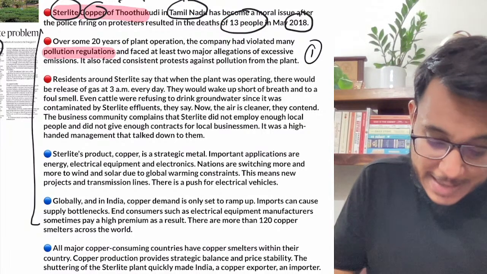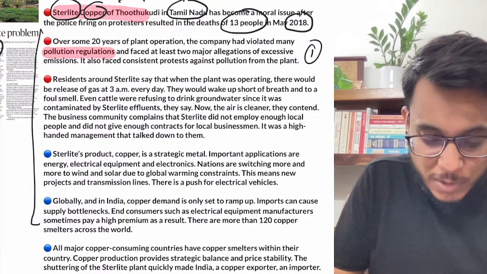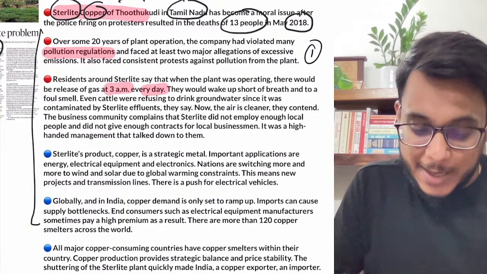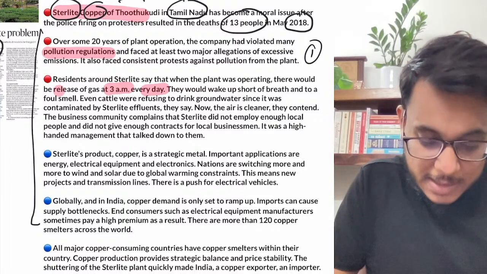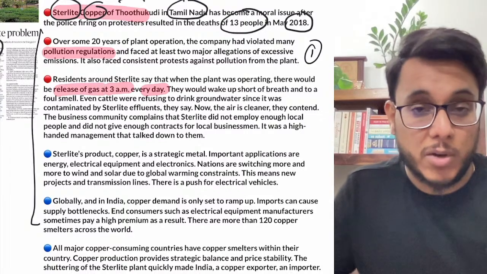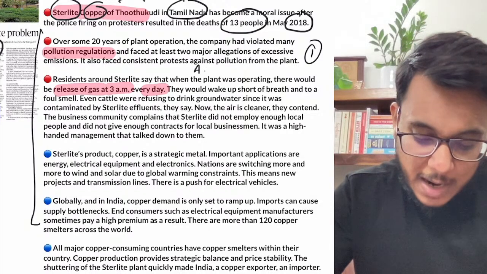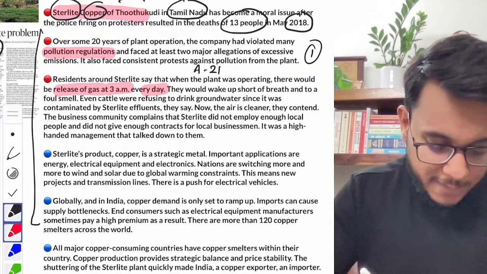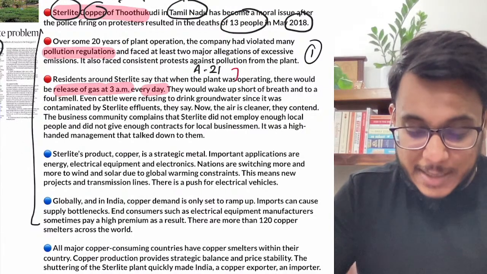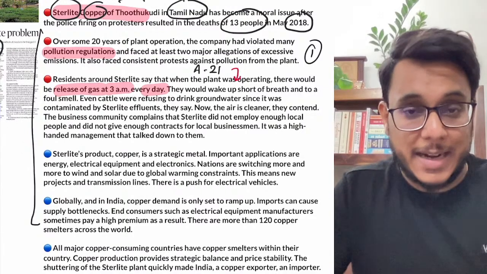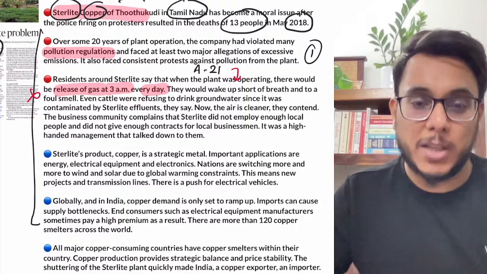It is also being said that around 3 a.m. every day, the Starlight copper plant used to release poisonous gas, which was not good for the health of the people. So here we see that Article 21, the right to life, which also guarantees dignified living conditions, is also being violated by the copper plant.